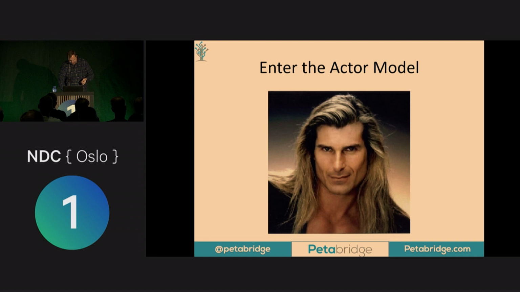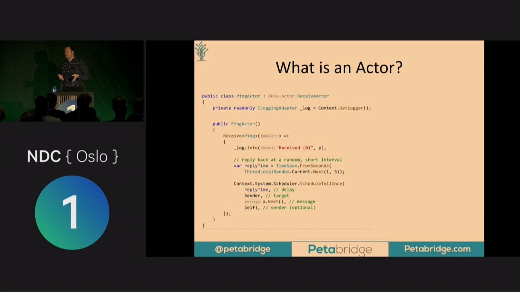So what is an actor exactly? This is a basic Akka.net actor on screen. I'm going to show a more complicated one when we get to our demo in a little bit. But this actor is just a C-sharp class. We also support F-sharp. I know there's been like 1,000 F-sharp talks here, so I want to make sure those developers know that they're supported. But this is a C-sharp example, and we're inheriting from the receive actor base type in Akka.net.